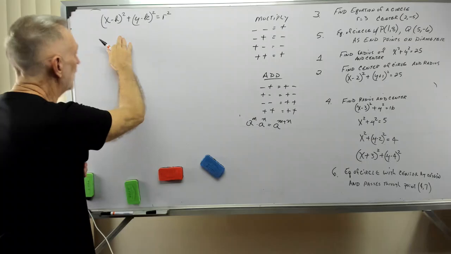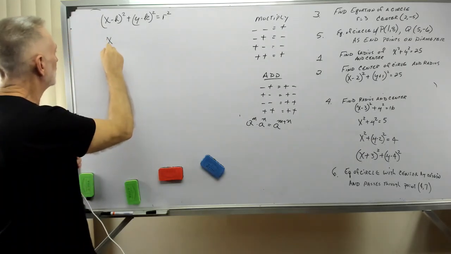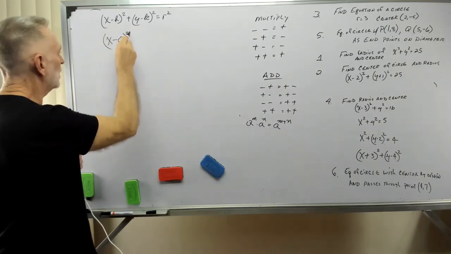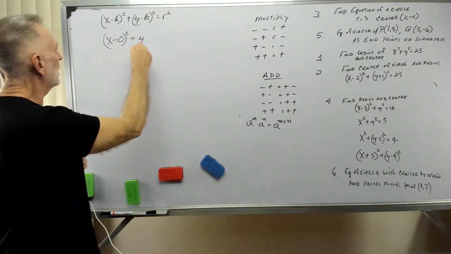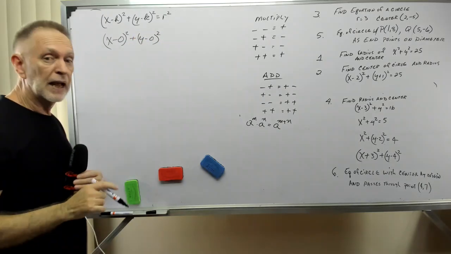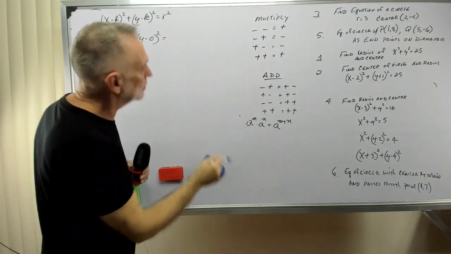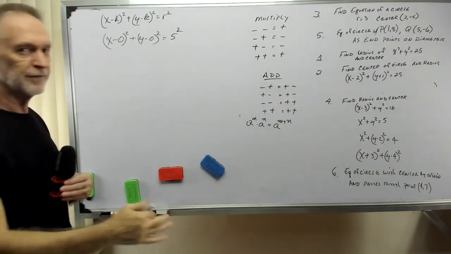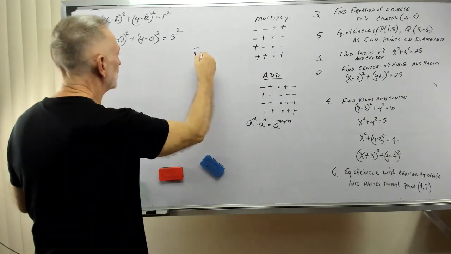Now, we have x squared plus y squared equals 25. So what is that? x minus 0 squared, that's the only way I can get x squared, plus y minus 0 squared, that's the only way I can get y squared. Well, that equals, what did it say? 25, which is 5 squared. So I know my radius equals 5.